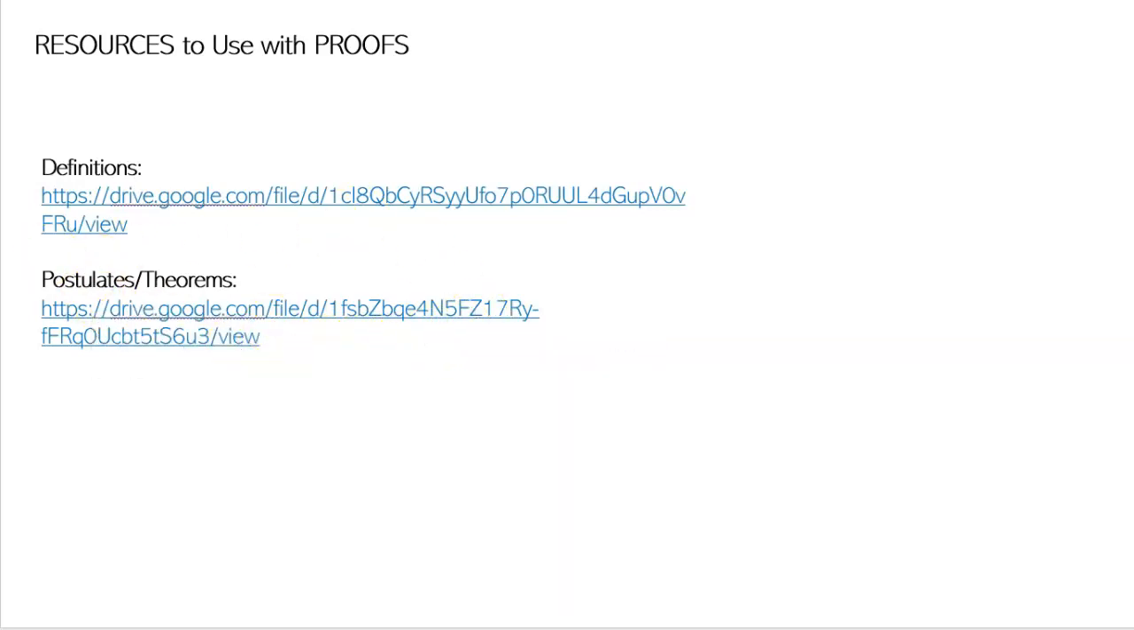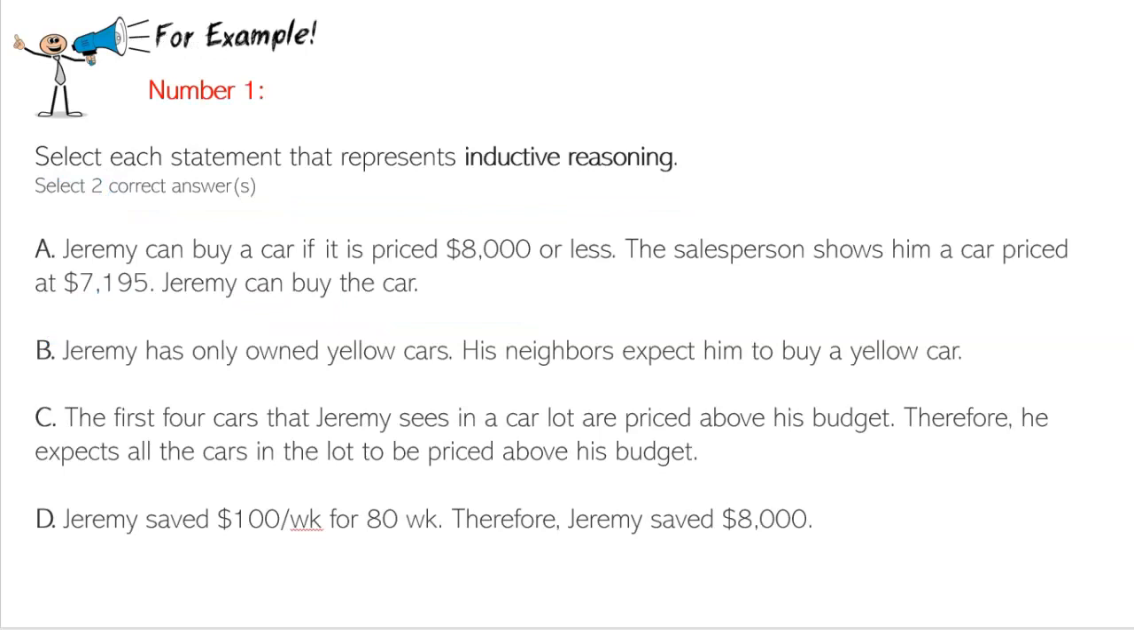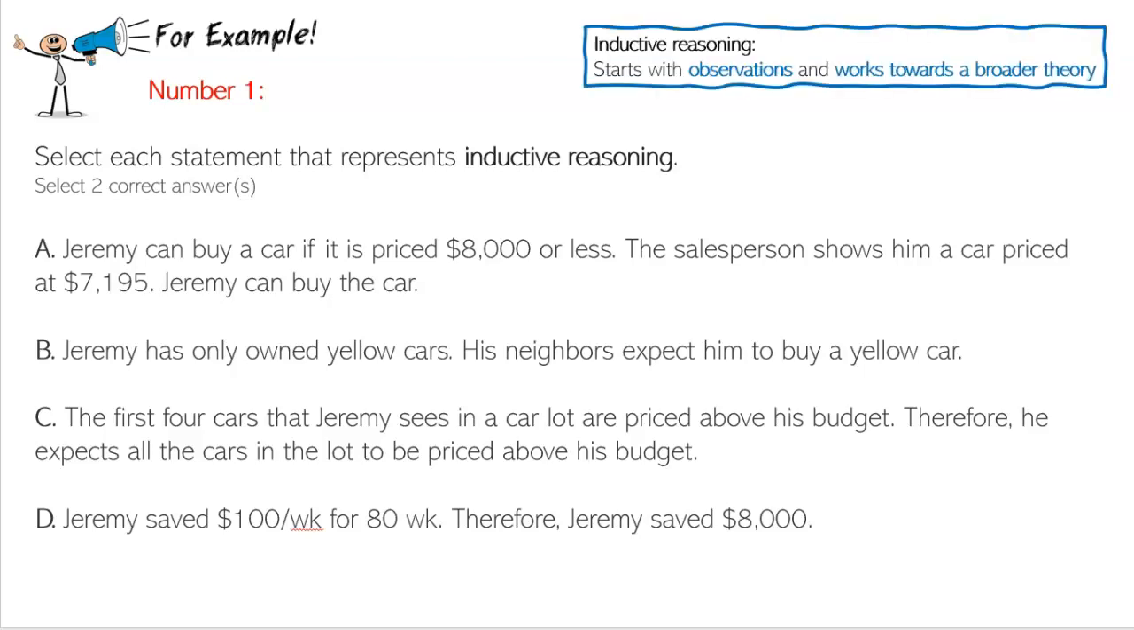Number 1, select each statement that represents inductive reasoning. Inductive reasoning starts with observations and works towards a broader theory. So it says to select 2 answers. In these 4, which I will read, we're going to look for an observation and a theory of something that might happen, probably will happen in the future. We're not sure. It hasn't happened. It's not for sure.